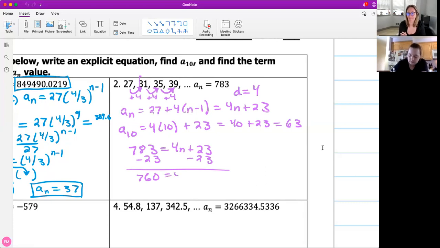760 is equal to 4n. And then we're going to divide by 4, and n is equal to 190. Just like that.